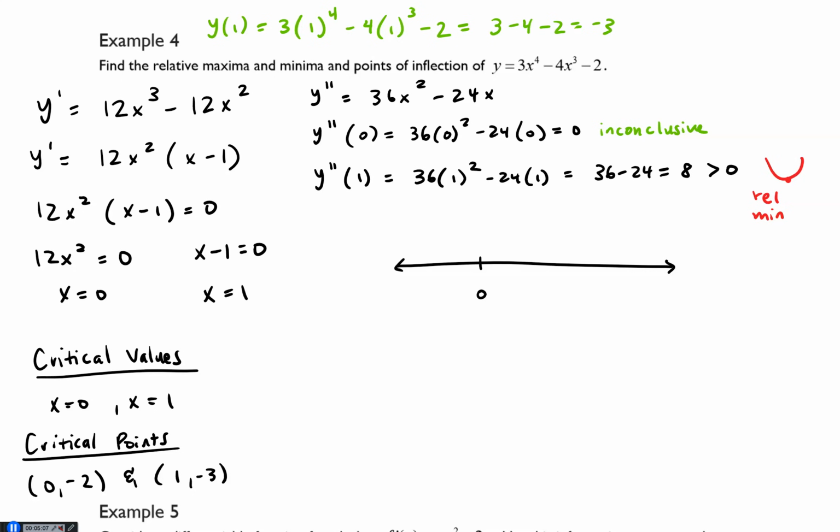Here's 0, here's 1. If 1 is a relative minimum, then we know that before it's going to be decreasing and then increasing. So at 0, it's either decreasing or increasing. If it's increasing, then we have a relative maximum. So let's use a test number. I'm going to use -1 for our first derivative.